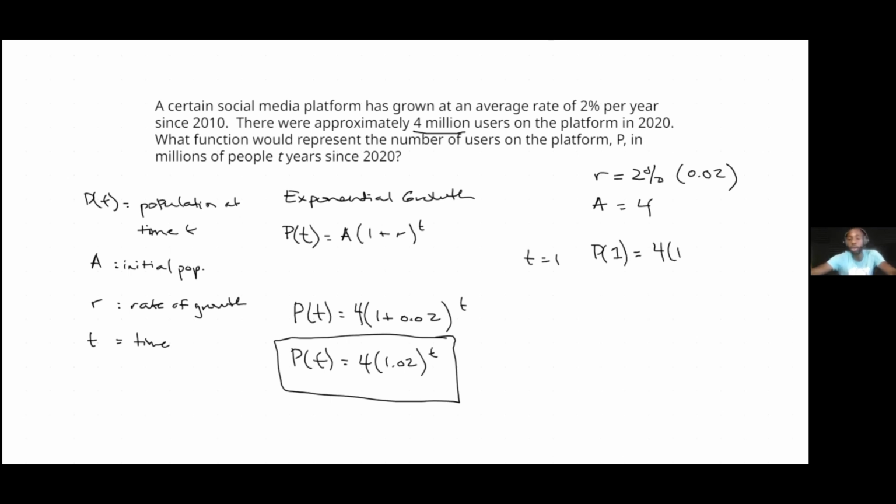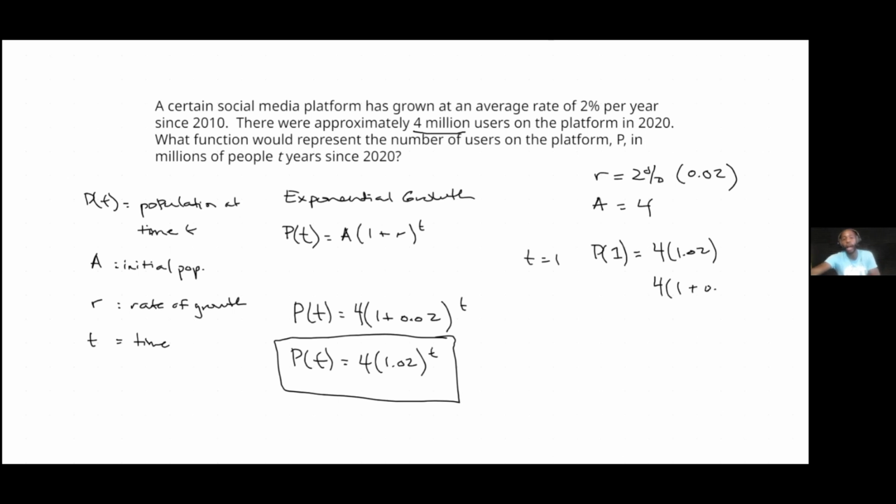Now, the reason why you don't just multiply that initial population 4 by 2% is because 4 times 2% will give you only 2% of 4, whatever that small number is. You want to know what this is with that percentage added to the 4 million. So you're going to have 4 million and something. That's why it's 1.02. You could also say 4 times (1 plus 0.02).